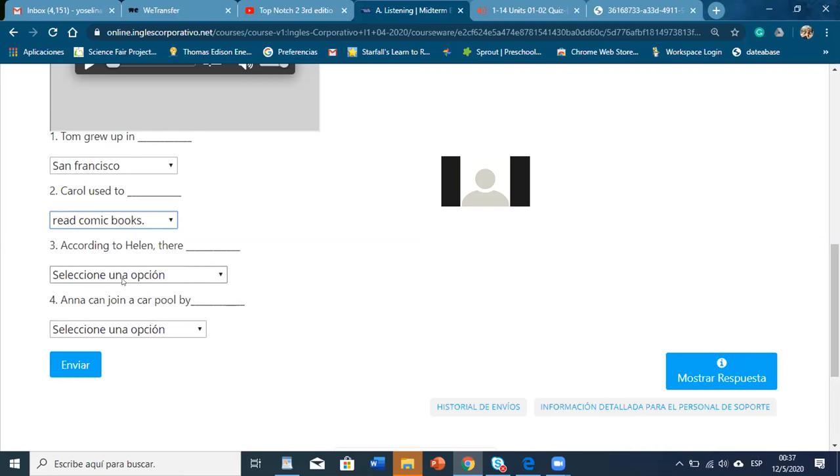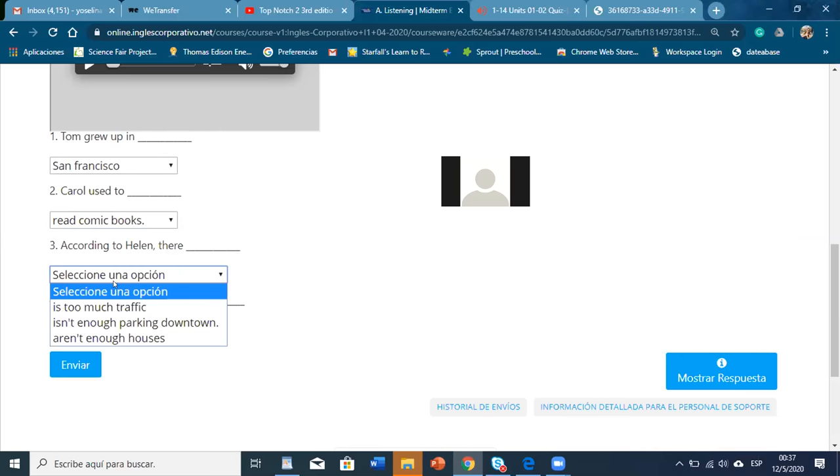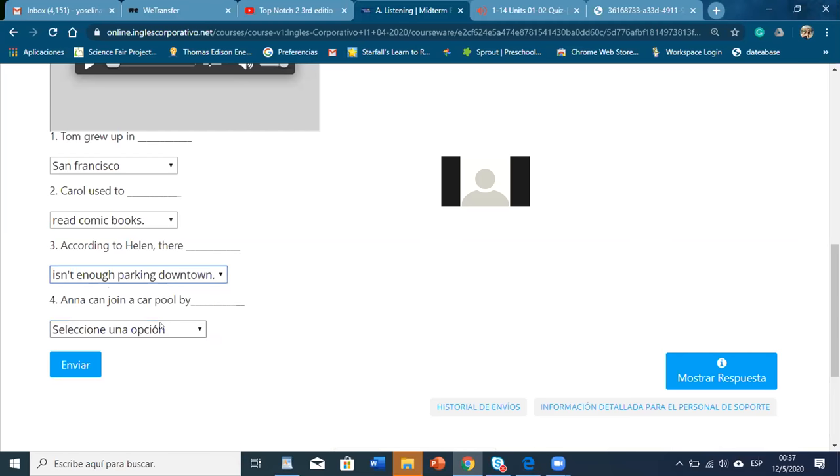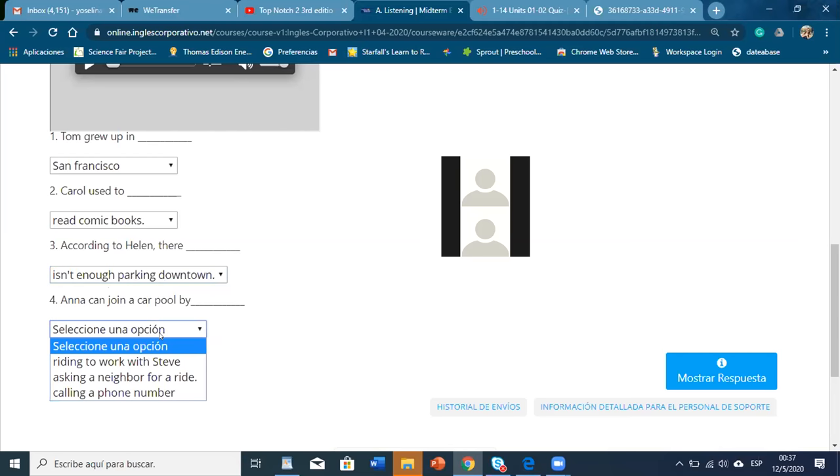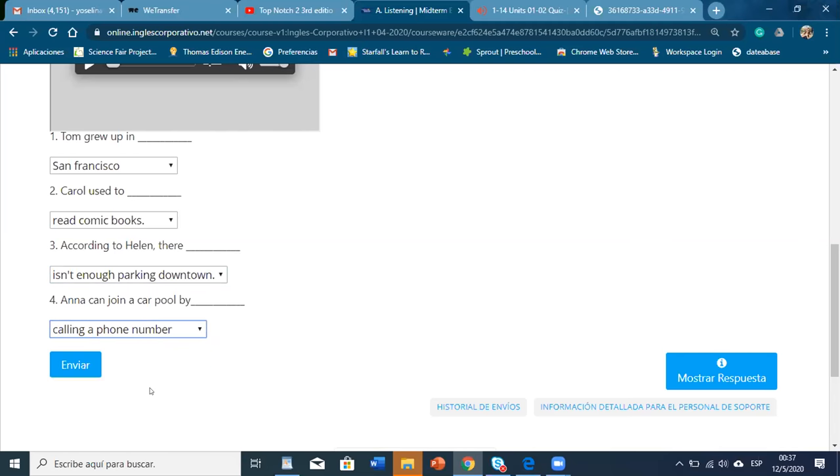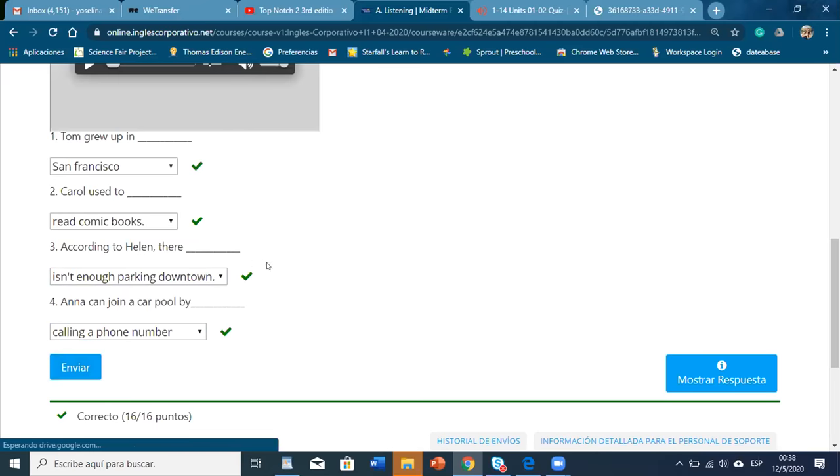Okay, 3. According to Helen, there isn't enough parking downtown. The same. 4. Anna can join a carpool by calling a phone number. Let's see if that is right. Phone number. Okay. Good job, team.